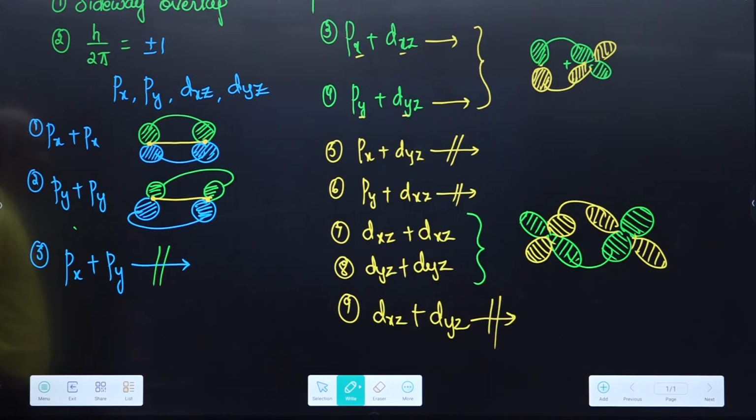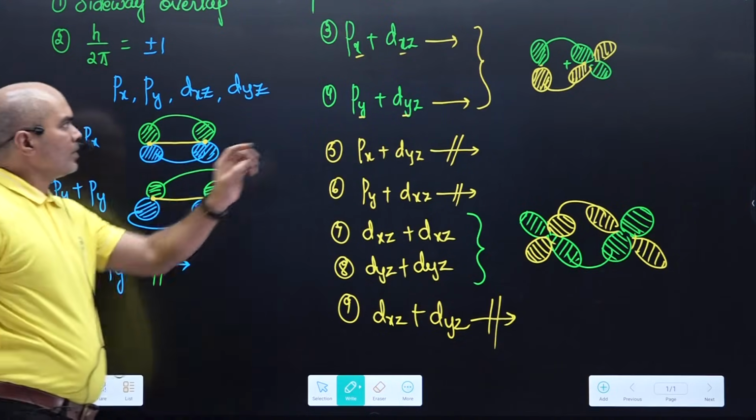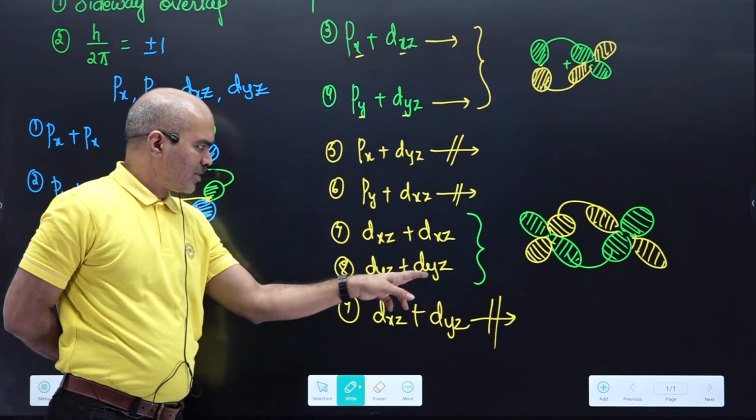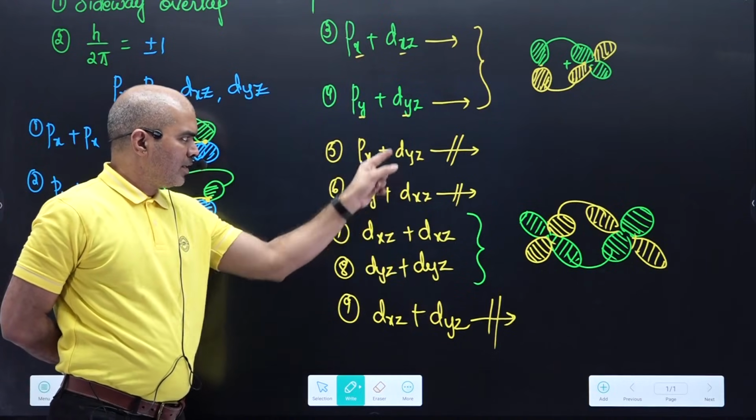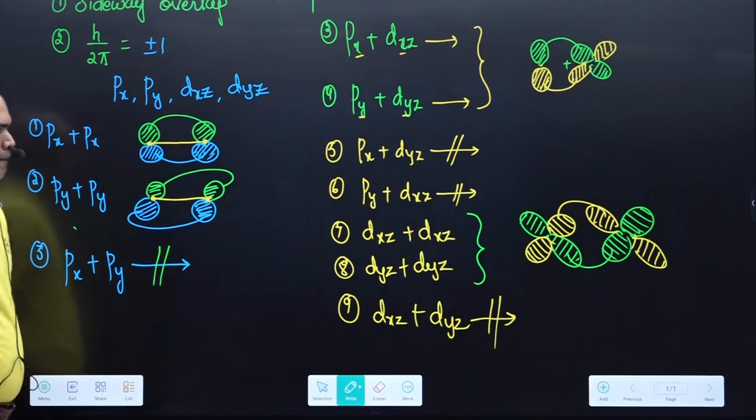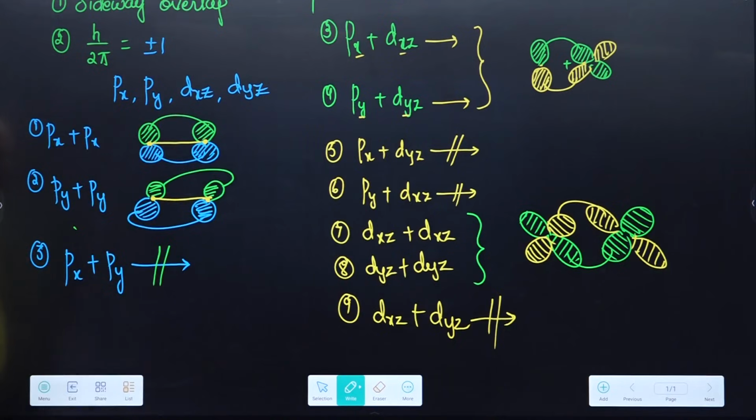How many combinations are valid? Forget about invalid. 1, 2, 3, 4, 5, 6. Only 6 combinations are valid. Remaining are invalid. Symmetry must match, remember.